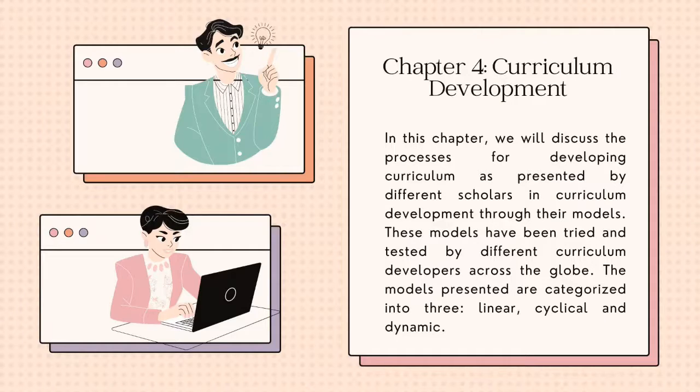Chapter 4, Curriculum Development. In this chapter, we will discuss the processes for developing curriculum as presented by different scholars in curriculum development through their models. These models have been tried and tested by different curriculum developers across the globe. The models presented are categorized into three: linear, cyclical, and dynamic.